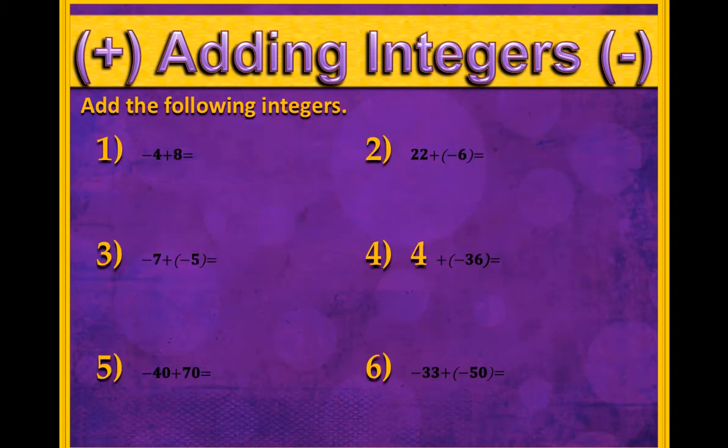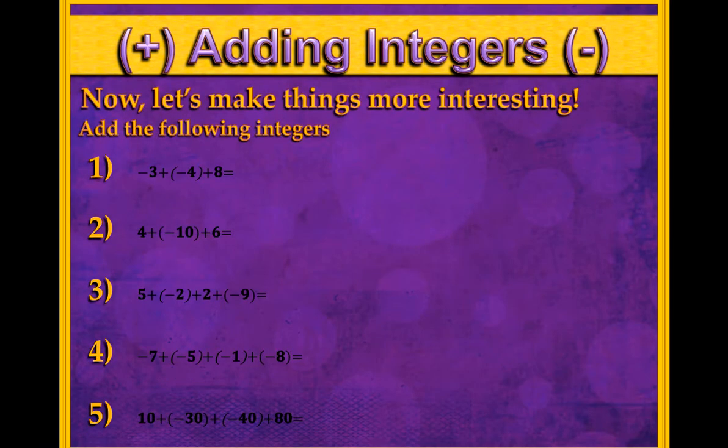Add the following on a separate sheet of paper. Press pause to make sure that you've got it. Now let's make things more interesting. Add the following integers. Press pause again, add them on a separate sheet of paper. When you're done, hit play to check your answers.